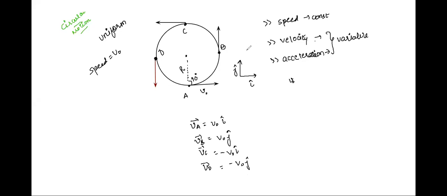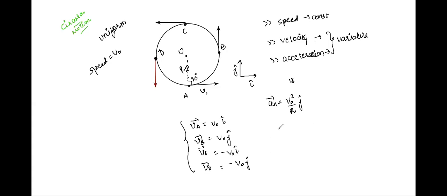Okay class, I hope everyone is correct. How did we find the velocity at different points? Now, how about centripetal acceleration? It is always directed towards the center. So how will you find acceleration at A? The magnitude is v square by r, so we write v naught square by r, and the direction is upwards, so J cap.